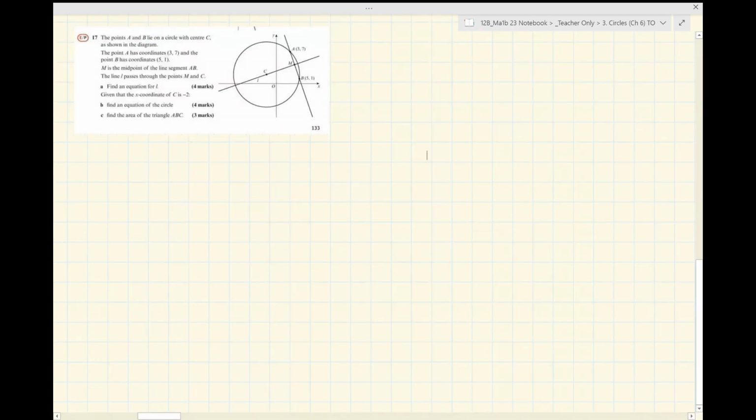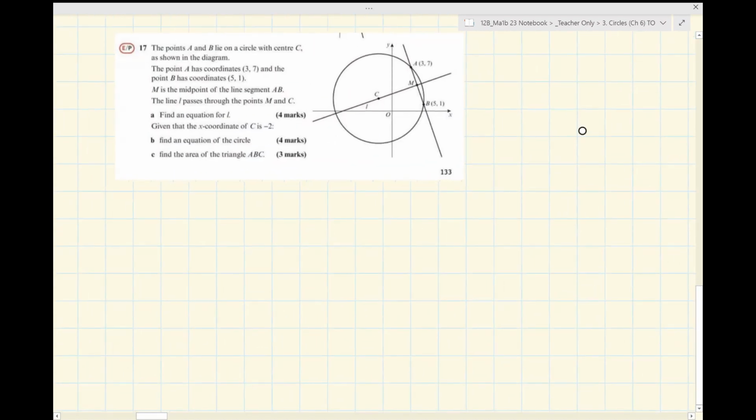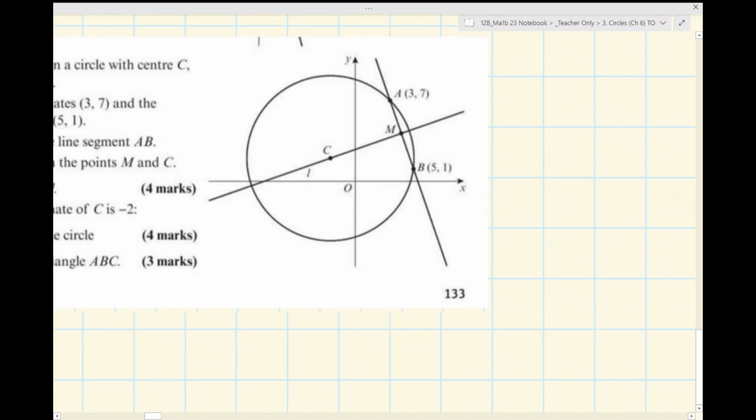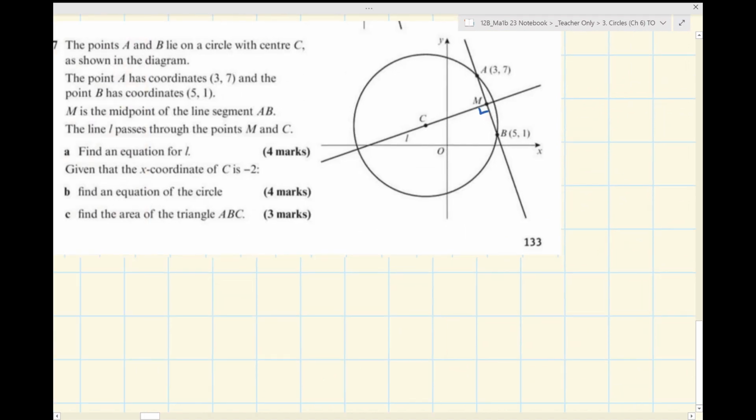Question 17. Okay, I've got the points A and B on a circle with a centre of C. I've got A and B with coordinates shown. M is the midpoint of the line segment. So just a minute, I know that that's a right angle. Okay, and the line L passes through M and C. Find an equation for L.